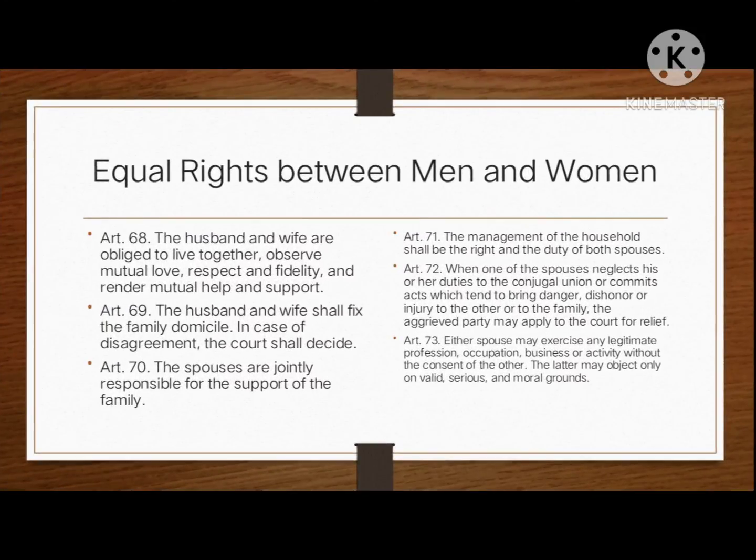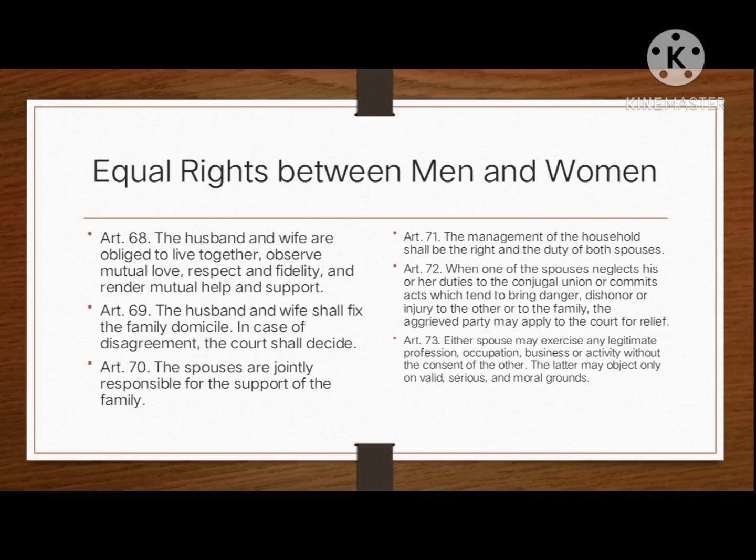Lastly, we have the equal rights between men and women. So, the husband and wife are obliged to live together, observe mutual love, respect, and fidelity, and render mutual help and support. So, since they are married, they have the obligations to love, respect, and render mutual help and support towards each other. The husband and wife shall fix the family domicile. In case of disagreement, the court shall decide.